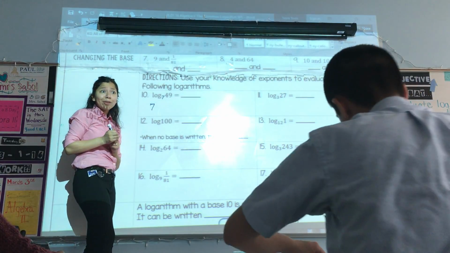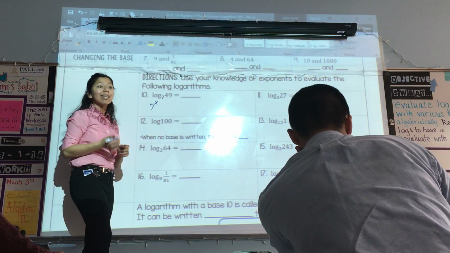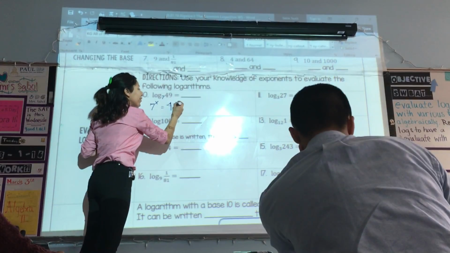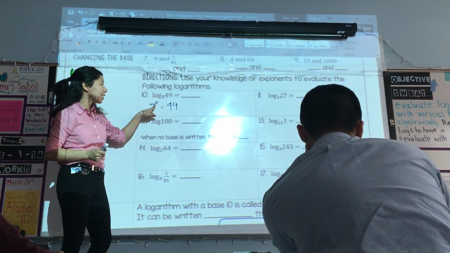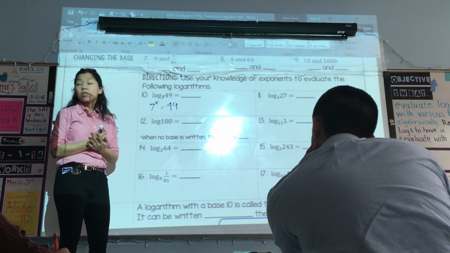Do we know our exponent? No. So let's just put a little variable in there, like x. And it is equal to what? 49. All right? And I know some of you are seeing this and can immediately recognize that x equals 2. And to that I say, awesome job, awesome algebra, okay?